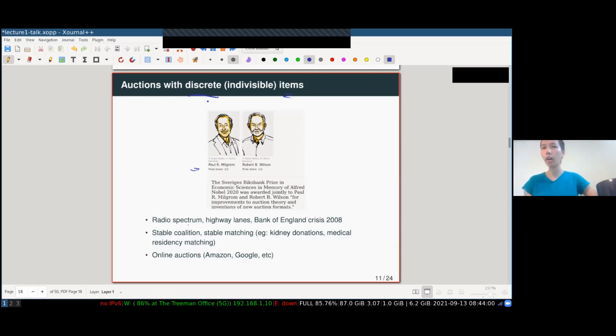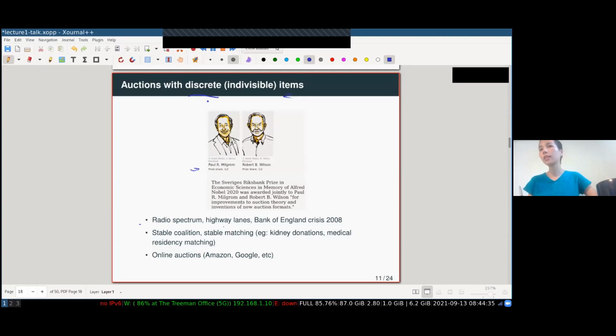Okay, so when do we run auctions? Auctions have a lot of applications, right? Other than, say, selling a single house using auctions, there are actually much larger scale auctions. For example, the Bank of England during its 2008 crisis ran some auctions to sell off assets. There are radio spectrum auctions where different radio frequencies are public goods, and they get auctioned off to companies, telecom companies.